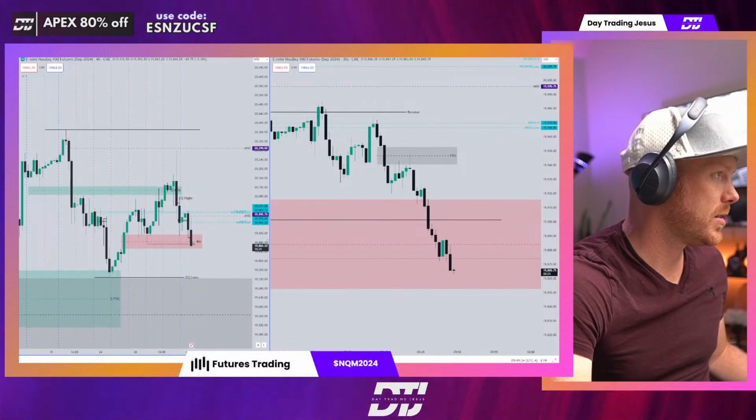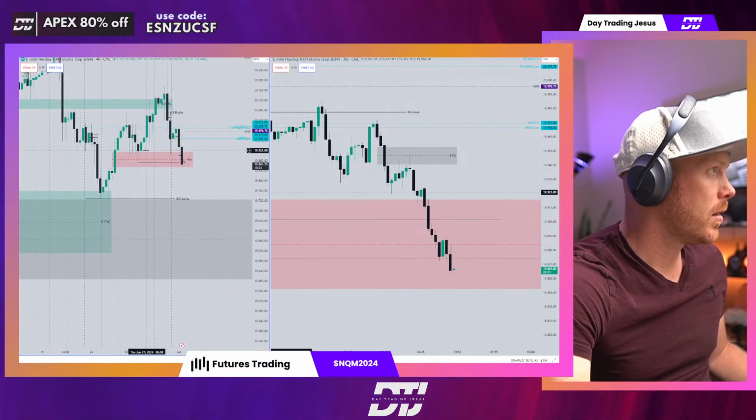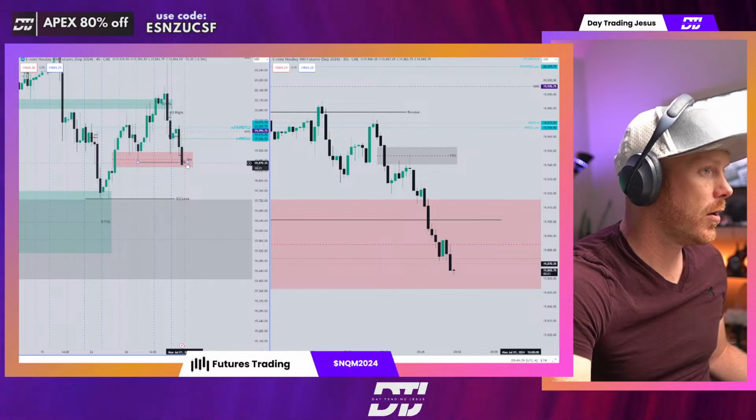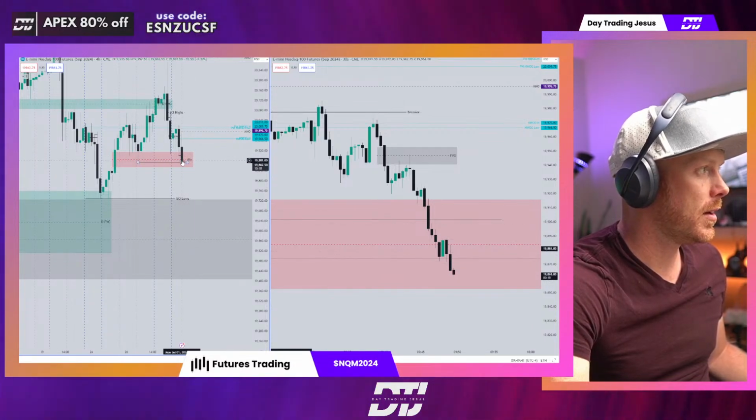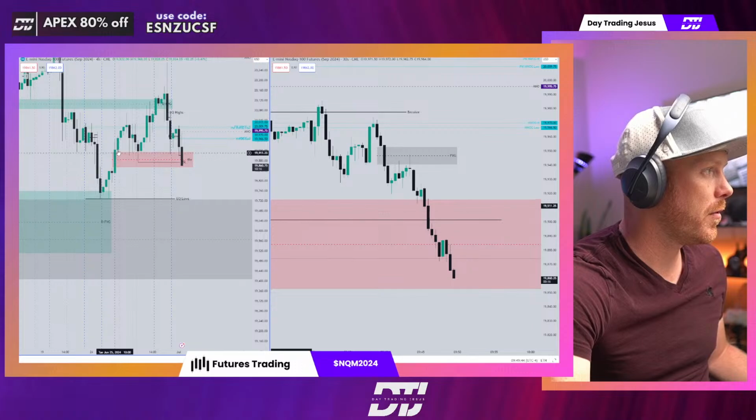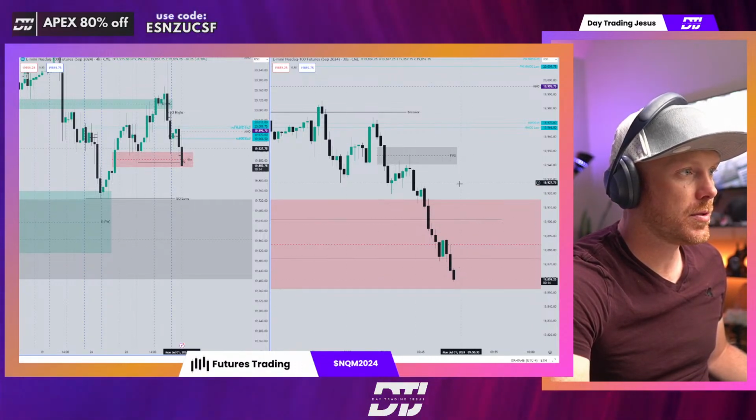Right? So this is that swing low I'm referring to. This is the swing low on the 4 hour that we just hit. That's a big level. And we're in that 4 hour fair value gap. This 4 hour fair value gap.